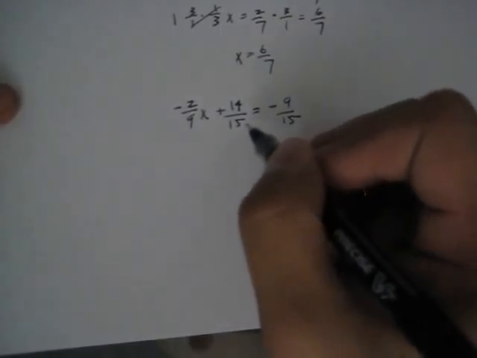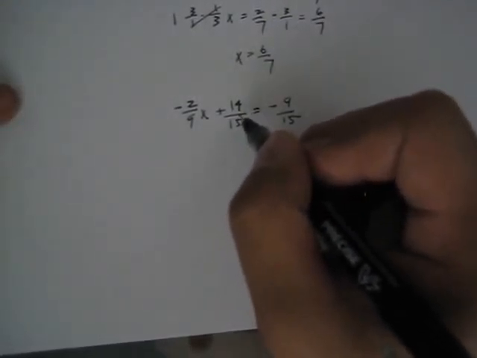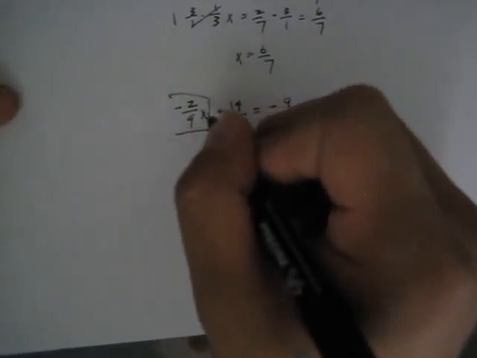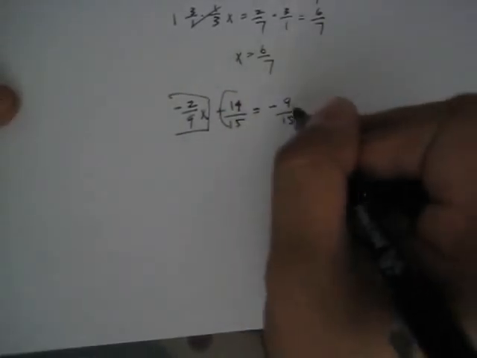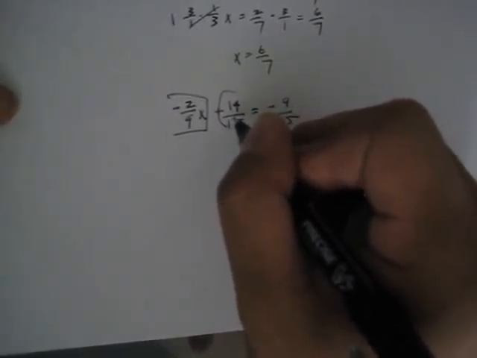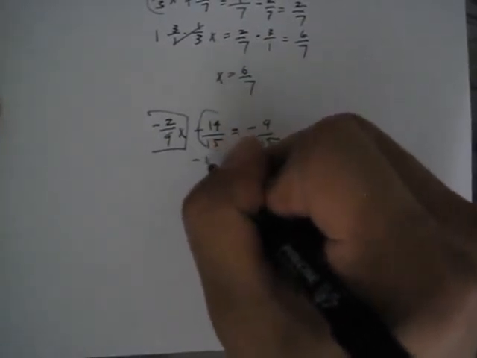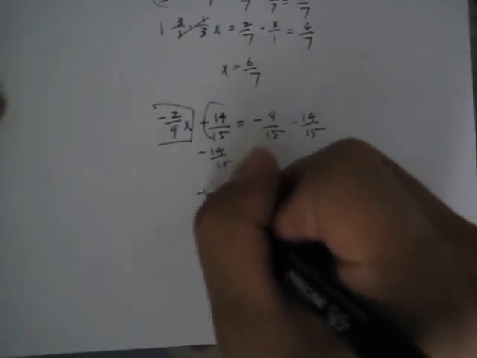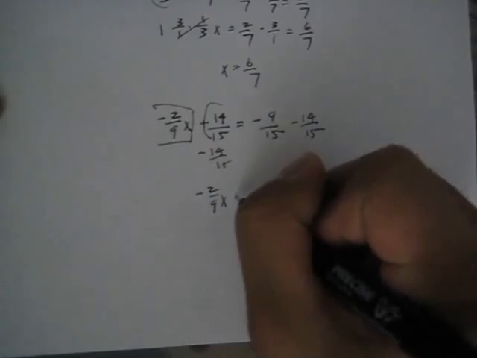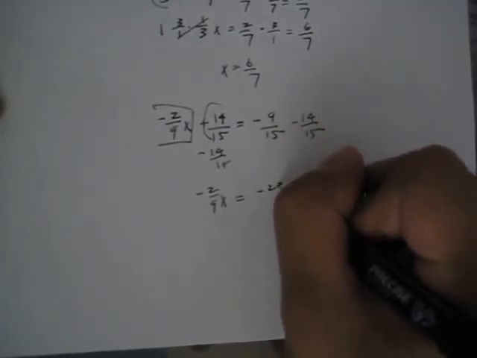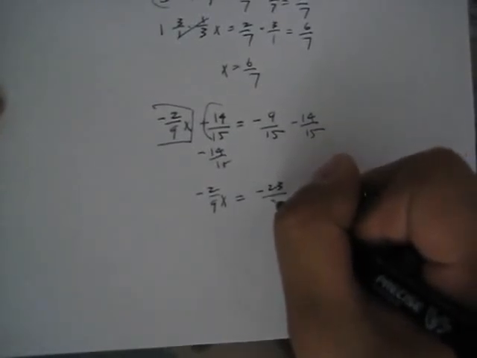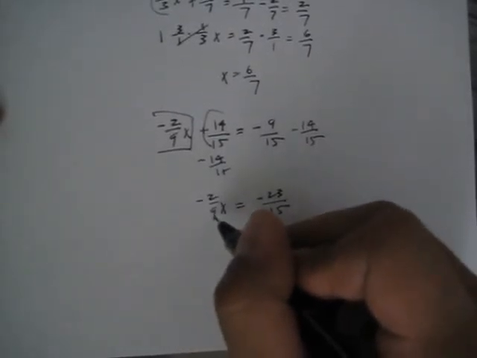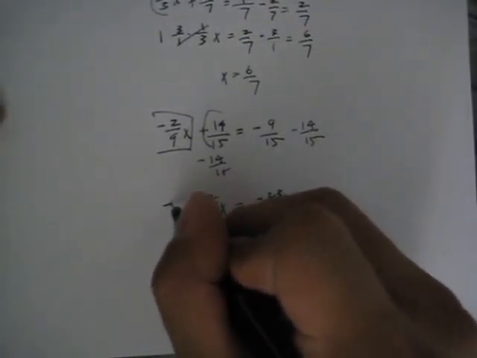So we want to move the numbers onto the other side, so we have 14/15 and negative 9/15. We have negative 2/9x, and to isolate this, we move the 14/15 over. So if you have a positive 14/15, you subtract 14/15, so negative 14/15 on both sides, and you're left with negative 2/9x equals negative 23/15. Correct?